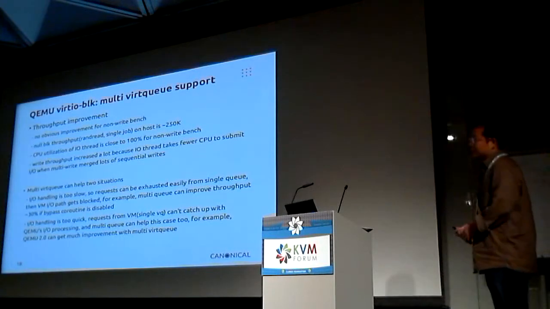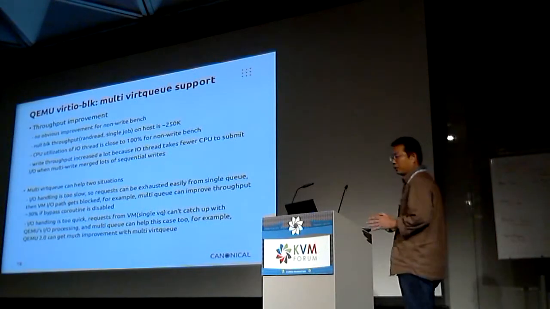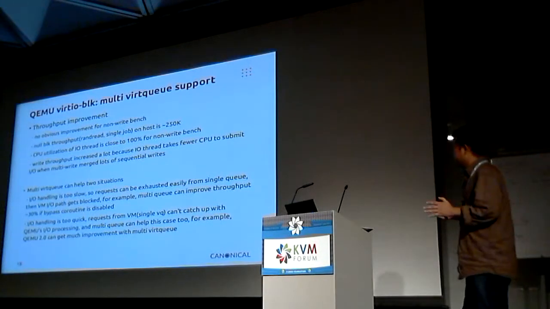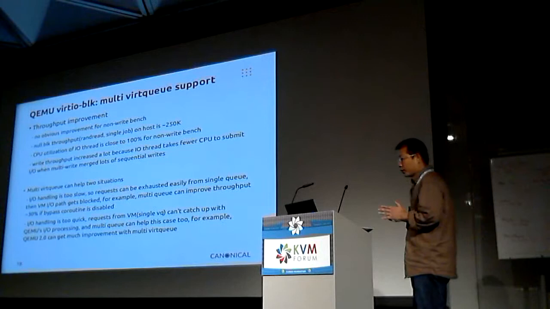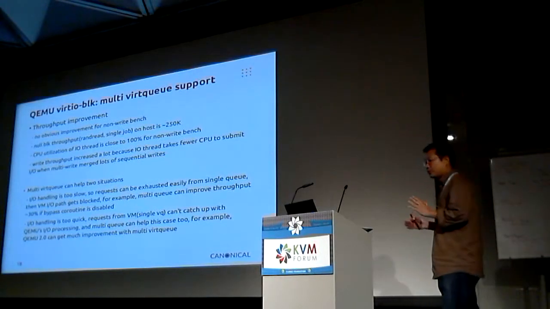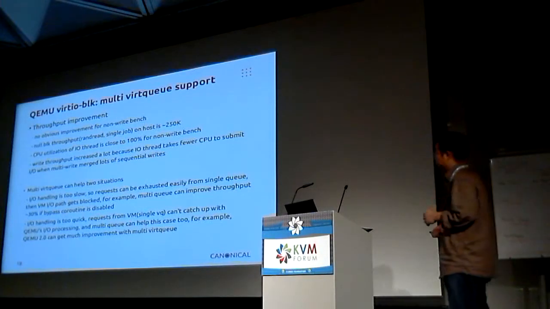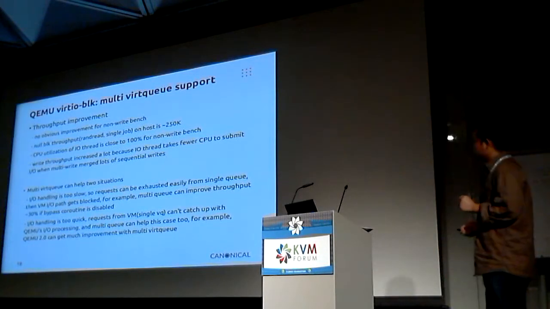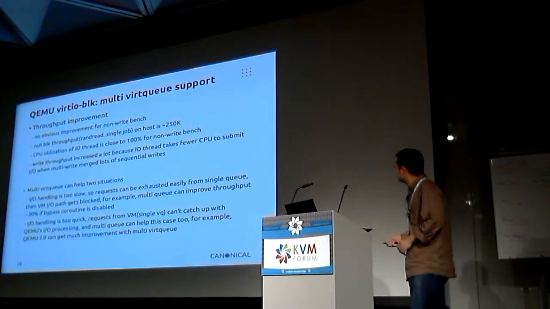Basically, I observed that multi-virtqueue can help in two situations. The first situation: if QEMU's I/O handling is slow, the requests can be exhausted inside the VM, because every request queue has a queue depth of requests. If the requests have been exhausted, the I/O path will sleep inside the block multi-queue. For example, multi-queue can improve throughput about 30% if bypass coroutine is disabled, just not using the bypass coroutine.